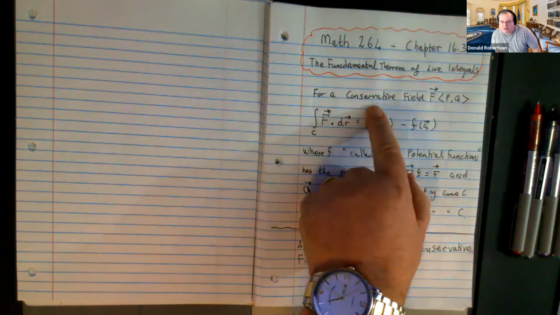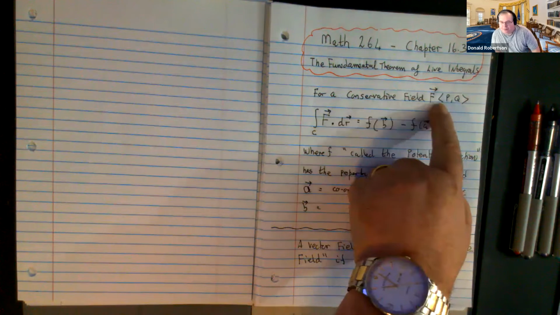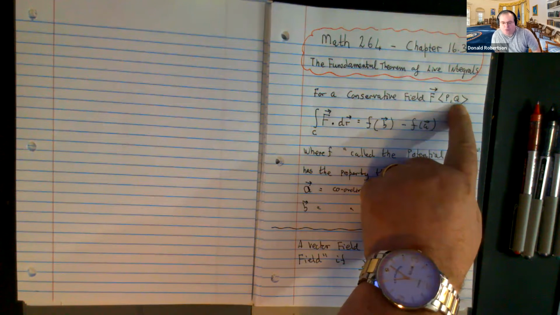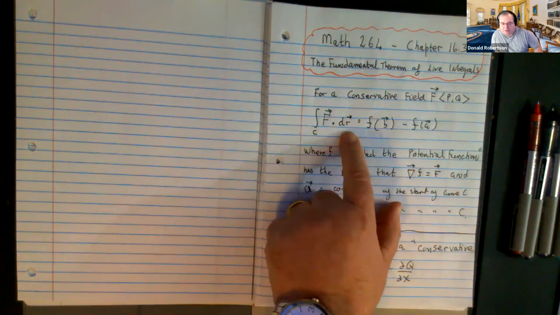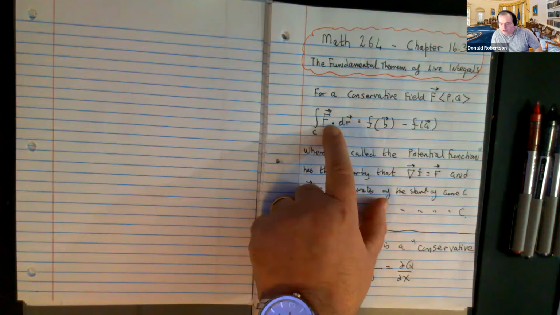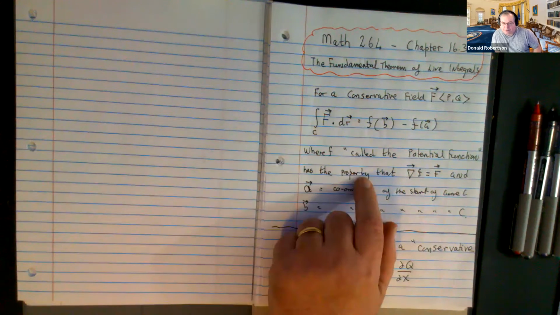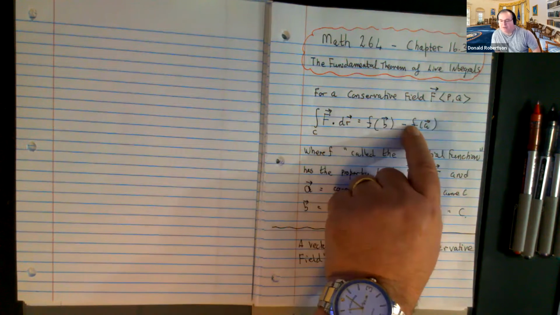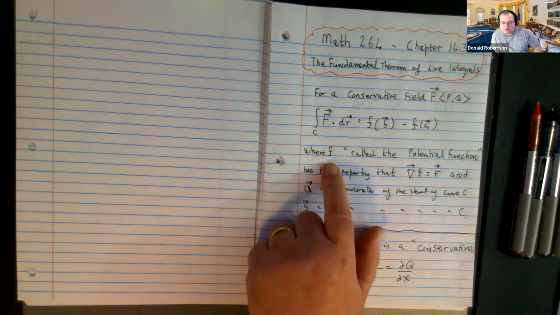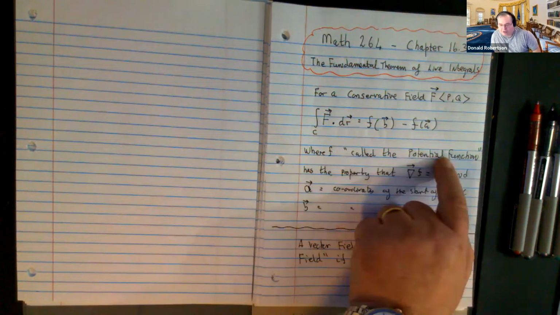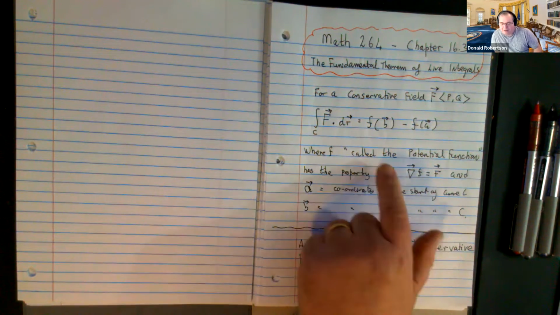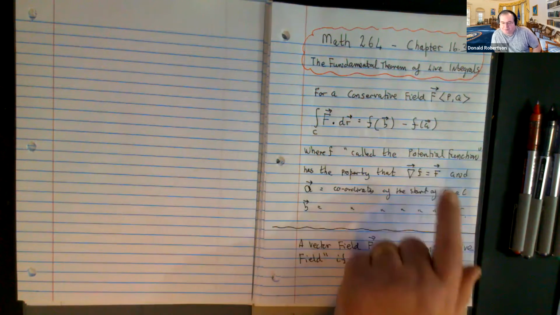If you have got a conservative field F = (P, Q), right? P is a function of x and y, Q in this case is a function of x and y, and you want to find the line integral of this version, the F dot dr version. The fundamental theorem of line integrals says that the answer is little f of b take away little f of a. The function little f, called the potential function, has this property, that the gradient of this guy is F.